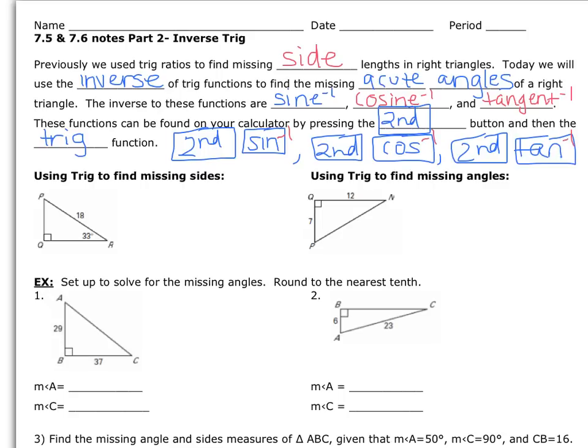So let's look here. When we did this yesterday, when we were finding missing sides, let's just say we're going to find PQ. What we did was we used the angle, and then we used the side that we wanted and the side that was given. We set up our ratio. Since we have opposite and hypotenuse, that's going to be the sine function of the angle is equal to the opposite over the hypotenuse. And then we solved with proportions, and we cross-multiplied.